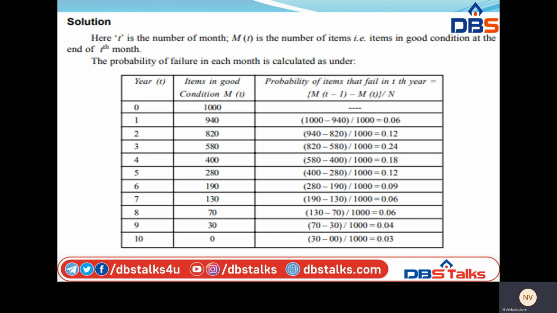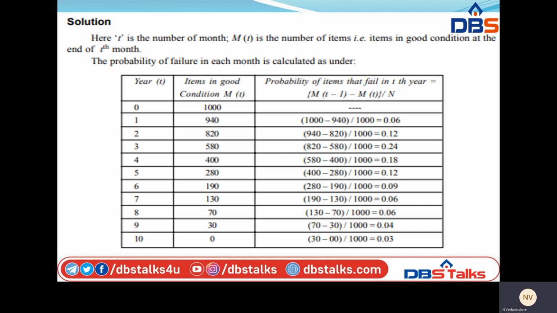Next, for the second year, how many components? 820 components. At the end of the first year, we had only 940. So of the 940, how many components were lost? That is 120 products failed. So 120 by 1000, that is 12 by 100, that is 12%.